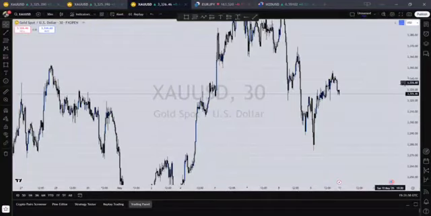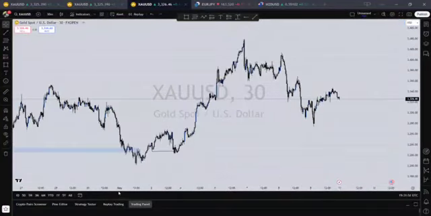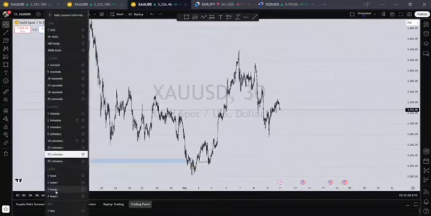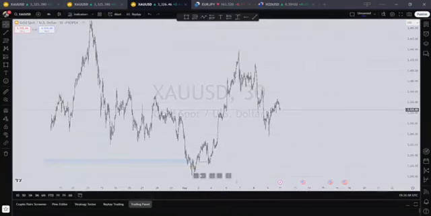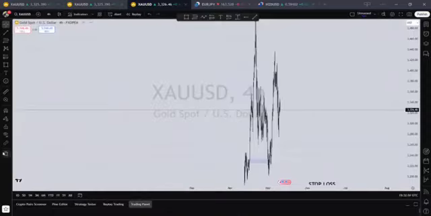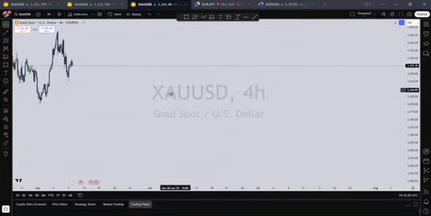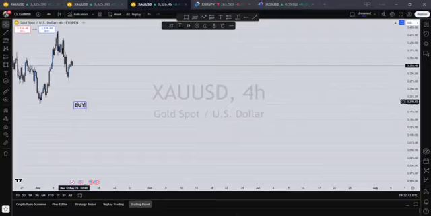Okay. Now back to the major thing. There are two sides of liquidity. We have the buy side liquidity and we have the sell side liquidity.